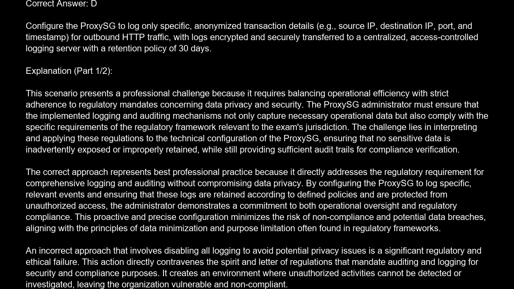concerning data privacy and security. The ProxySG administrator must ensure that the implemented logging and auditing mechanisms not only capture necessary operational data, but also comply with the specific requirements of the regulatory framework relevant to the exam's jurisdiction. The challenge lies in interpreting and applying these regulations to the technical configuration of the ProxySG, ensuring that no sensitive data is inadvertently exposed or improperly retained, while still providing sufficient audit trails for compliance verification.